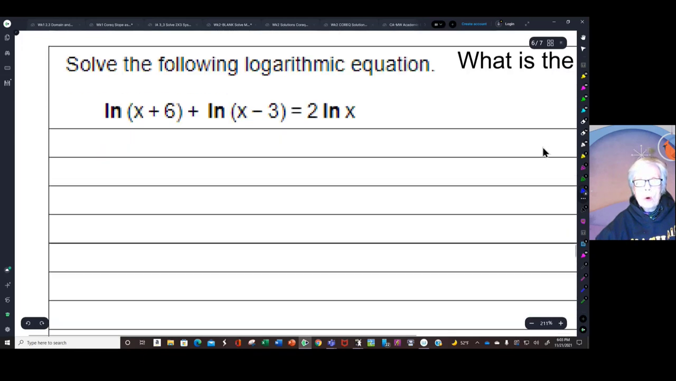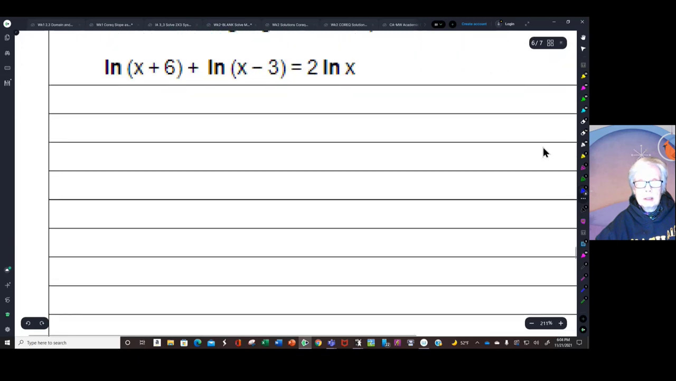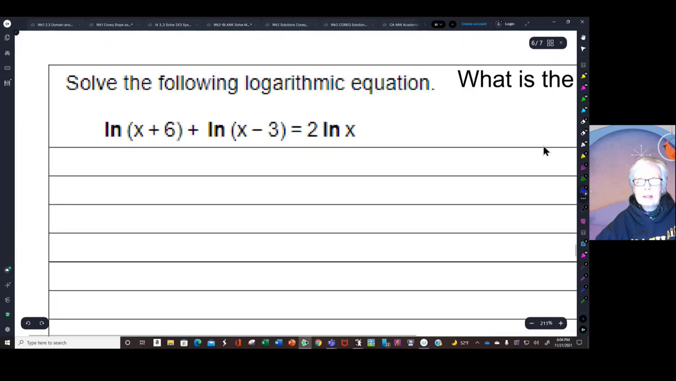More, there's more. But obviously there are only logarithm terms. Ln is just a logarithm. We're going to be using the property of one-to-one functions. So let's go ahead and get our domain before we do anything else.